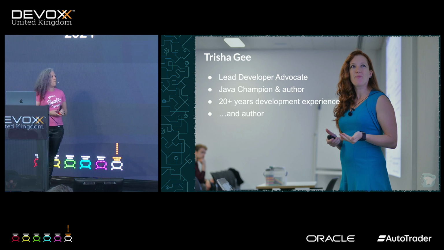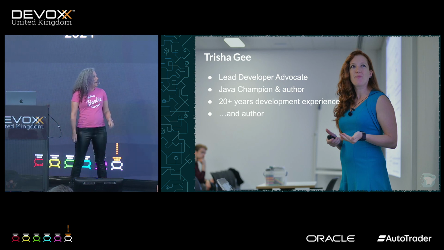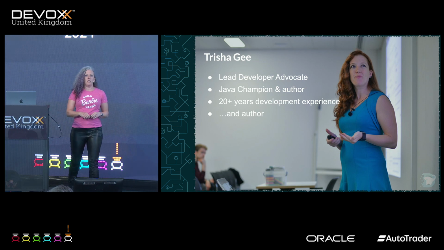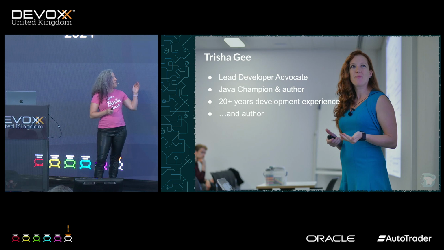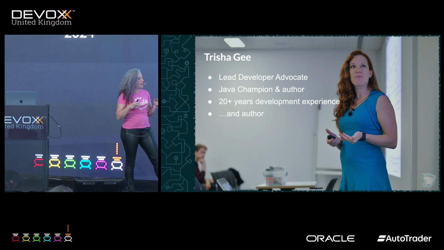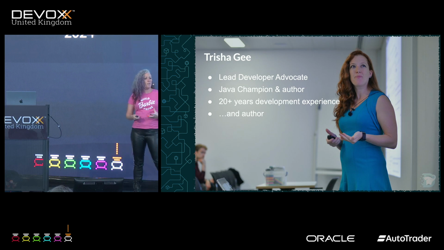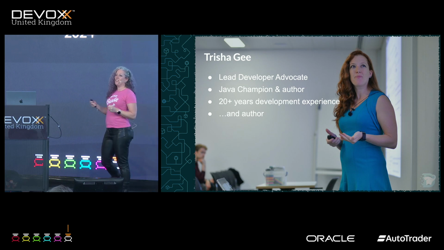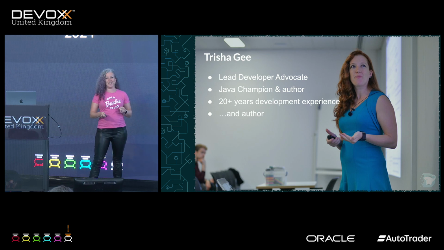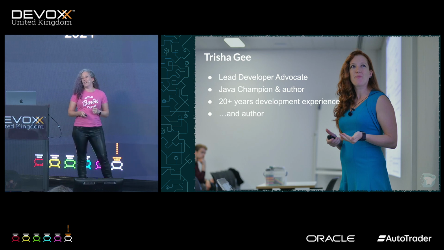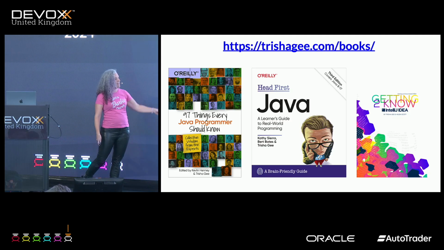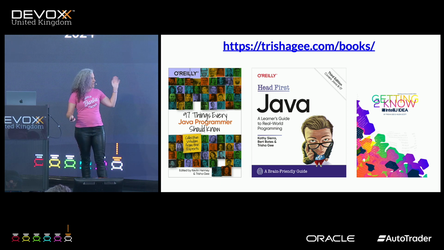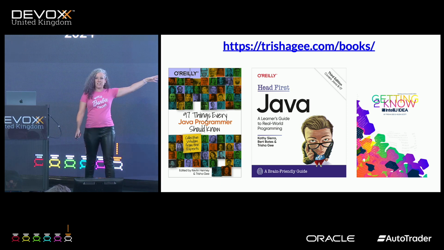I'm Trisha G. I'm lead developer advocate at Gradle, Java champion, 20 years experience as a developer. One of the reasons why I'm so passionate about developer productivity is that I've worked at a lot of places where the job was not very productive and where things did not go quite the way I would have liked as a developer. So that's why I spend a lot of time talking about things that make our jobs easier as developers. I've done a whole bunch of stuff around Java, and if you remember, I'm usually here at Devoxx talking about IntelliJ IDEA.